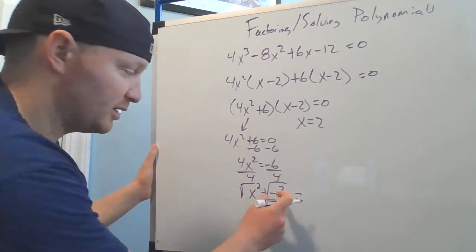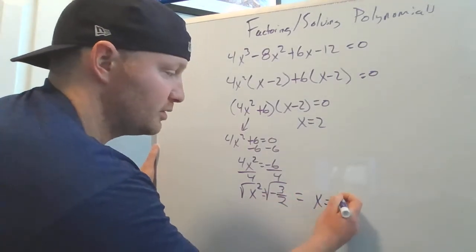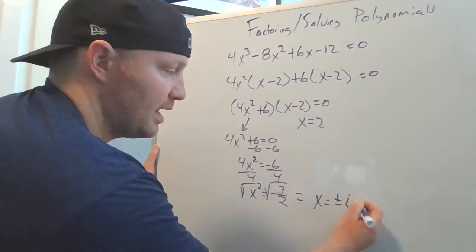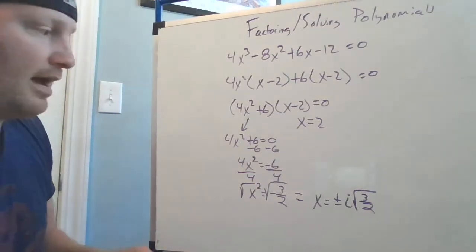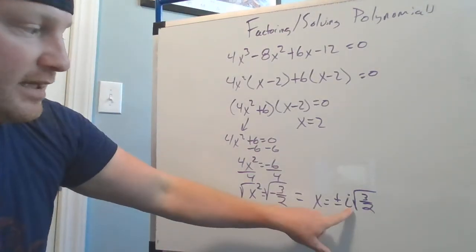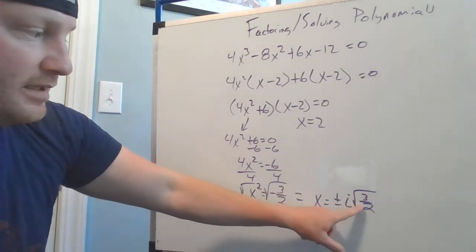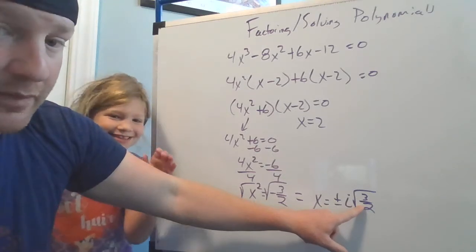The way we express this final answer is x equals plus or minus i square root. This i on the outside lets us know that this inside here is a negative number. So I took it out.